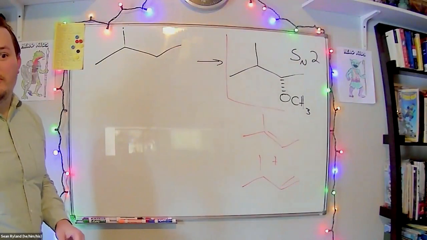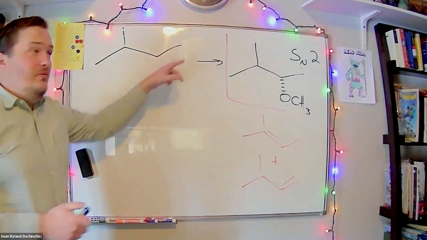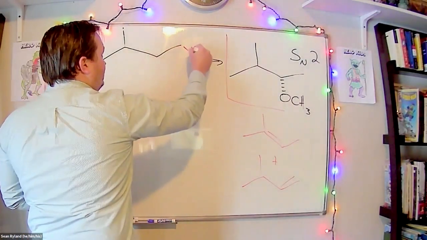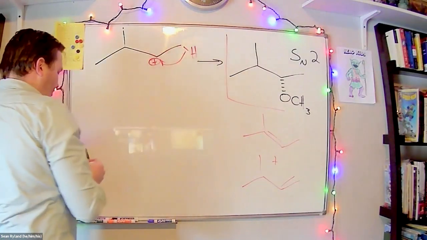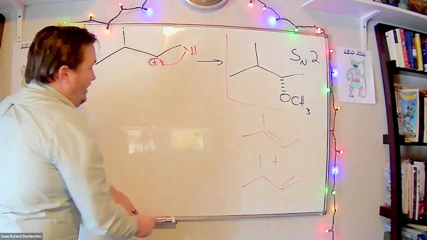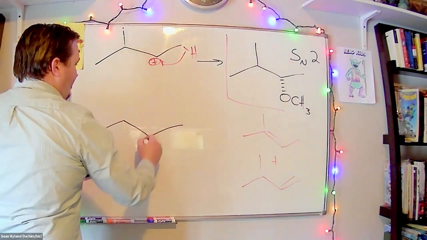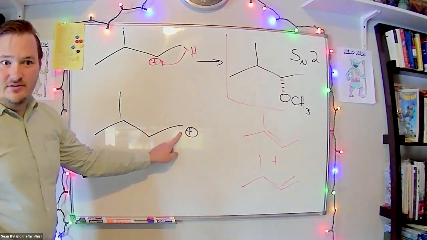You mean for the rearrangement or for the elimination? Yeah, for the rearrangement, sorry. Yeah, we wouldn't take it from the other beta carbon. If we did that, we'd be putting a positive charge... So let's look at what the product would look like then. We'd be making a primary carbocation if we did that, right? Because after everything moves over, we'd be left with this.